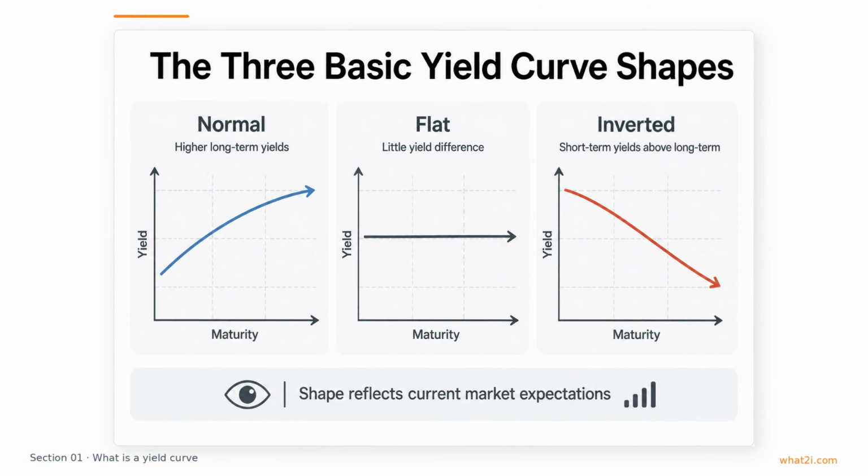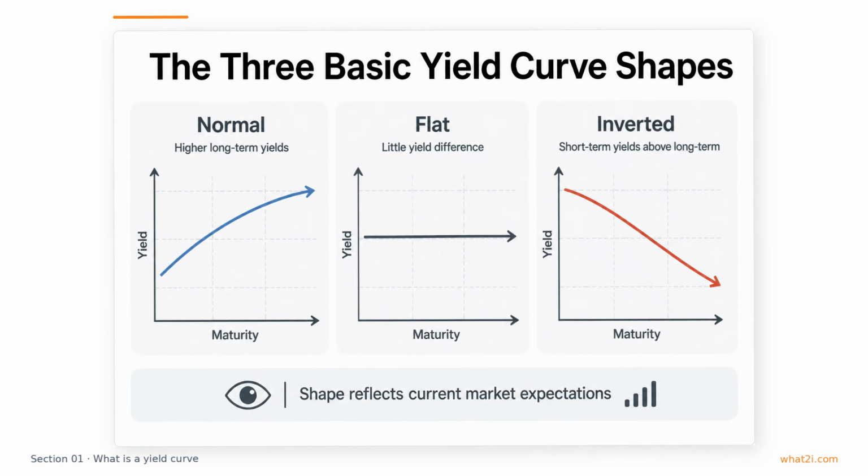Once you plot yields across maturities, the curve usually falls into one of three broad shapes. A normal curve rises from left to right, meaning longer maturities offer higher yields. A flat curve shows very little difference between short-term and long-term yields. An inverted curve slopes downward, so short-term yields are above long-term yields. Those shapes matter because they summarize how the bond market is pricing current conditions and future expectations.